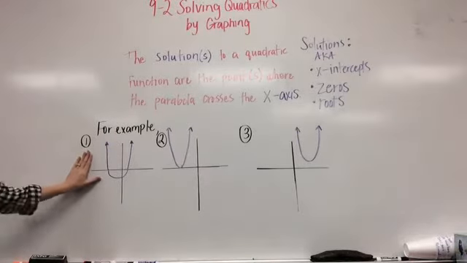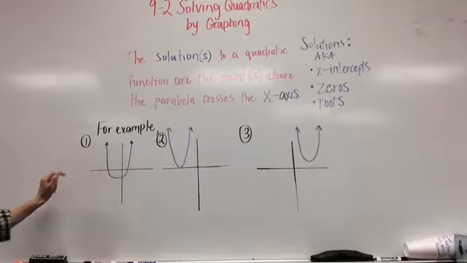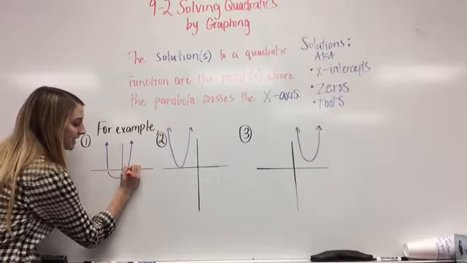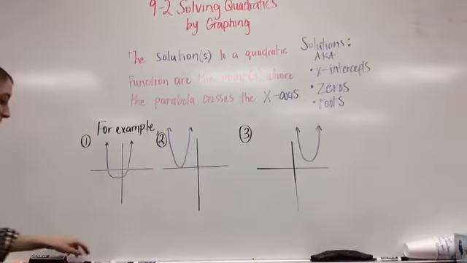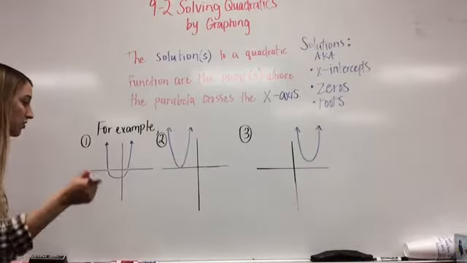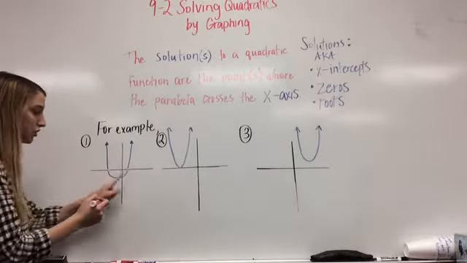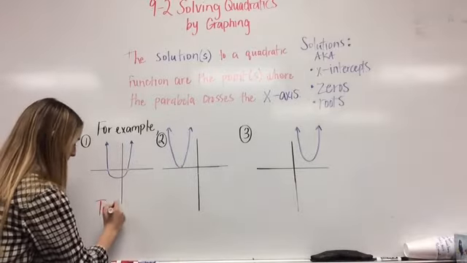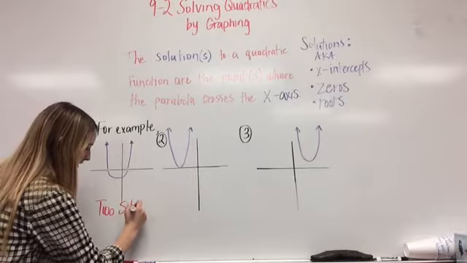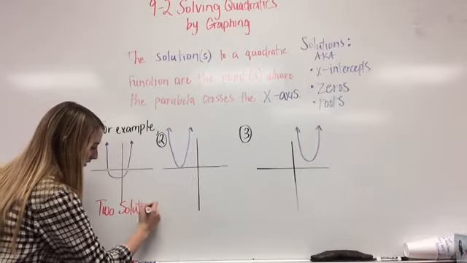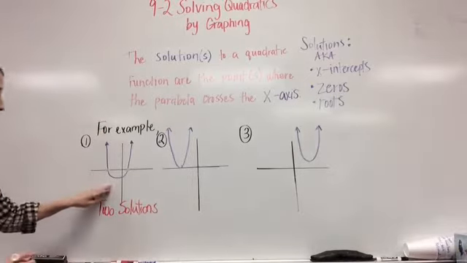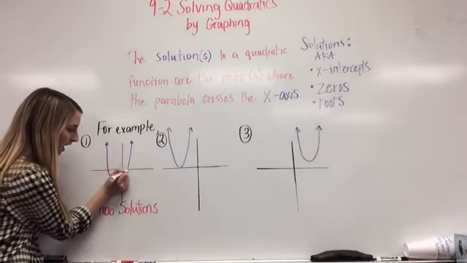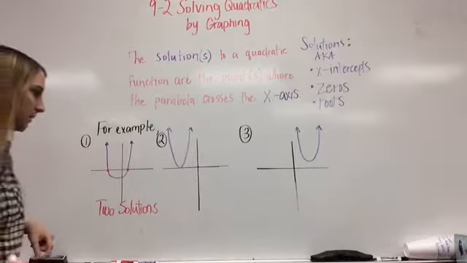So let's look at this first example. On this first example, it crosses the x-axis here and here. So this quadratic actually has 2 solutions. Okay, so I'm going to write 2 solutions underneath here. So again, make sure you have this graph with those 2 points and that you have 2 solutions.